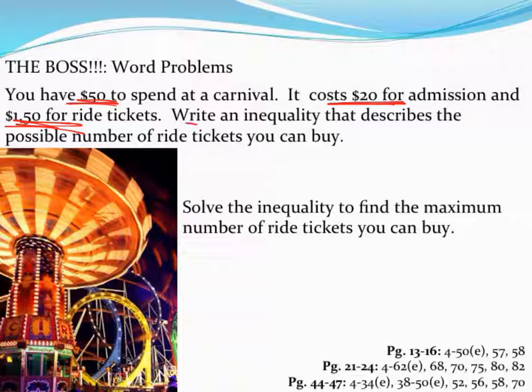Notice what they say. They want us to write an inequality, not an equation. And why they're not asking for an equation in this case is because we have that leeway of how many tickets we buy. Maybe we walk in the front door and we look around and we say, I don't want to be at this carnival, and we decide to turn right around and leave, and we're only out that 20 bucks.